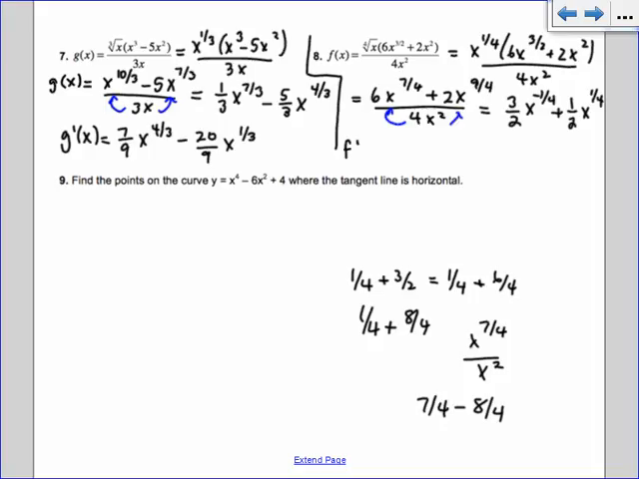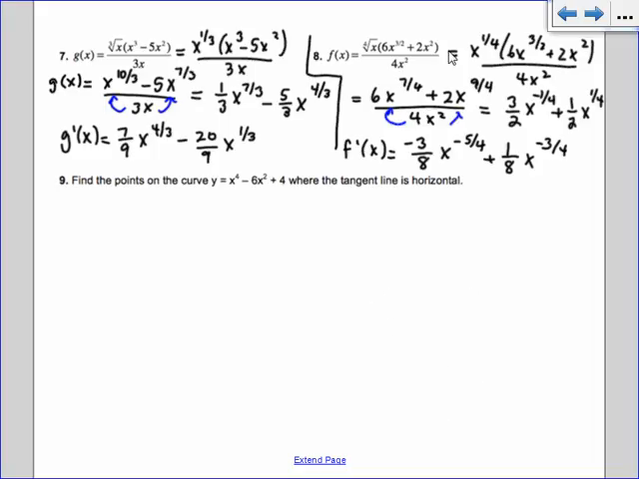So f prime of x then becomes 3/2 times negative 1/8, which is negative 3/8, x to the negative 1/4 minus 1. Be careful. Negative 1/4 minus 1 is negative 5/4, plus 1/8 x to the negative 3/4. Okay, how many of you got it completely right? That's good. Several of you did.